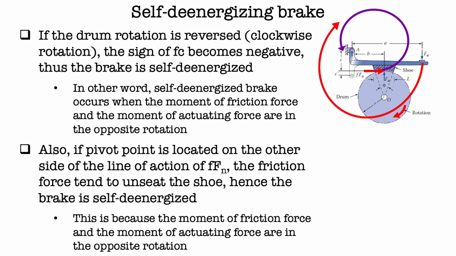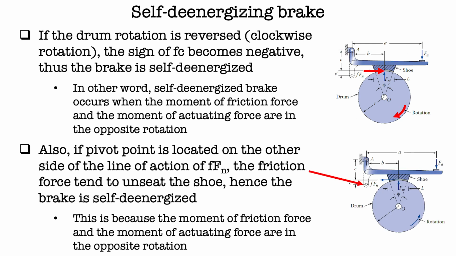Refer to this figure. The moments of FA and FFN are acting in opposite directions, where the moment of FA is clockwise and the moment of FFN is counterclockwise. And also, if the pivot point is located on the other side of the line of action of FFN, the friction force tends to unseat the shoe, hence the brake is self-de-energized. This is because the moment of friction force and the moment of actuating force are in opposite rotation.